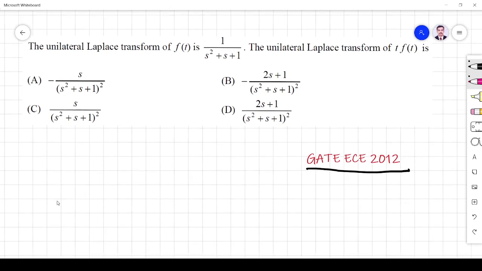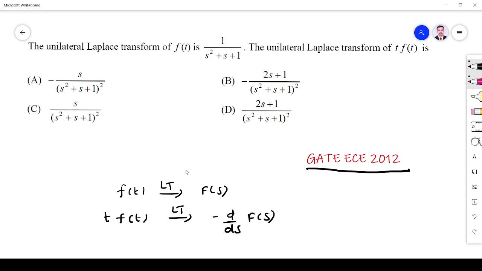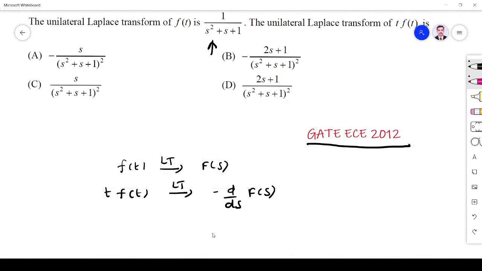So what they ask is, they gave the Laplace transform of f of t and they ask the Laplace transform of t into f of t. If for f of t the Laplace transform is F of s, then as per the property of Laplace transform, the Laplace transform of t into f of t is minus d by ds F of s. So the Laplace transform of f of t is F of s that they have given. So for t into f of t, what I need to do, simply I have to substitute this F of s here and differentiate with respect to s.